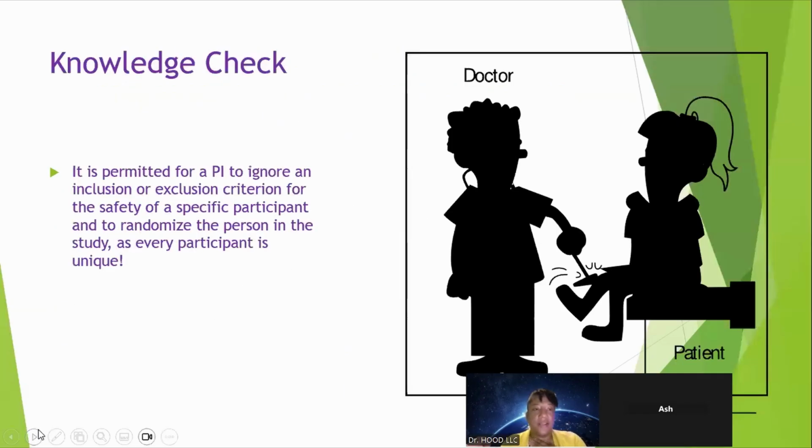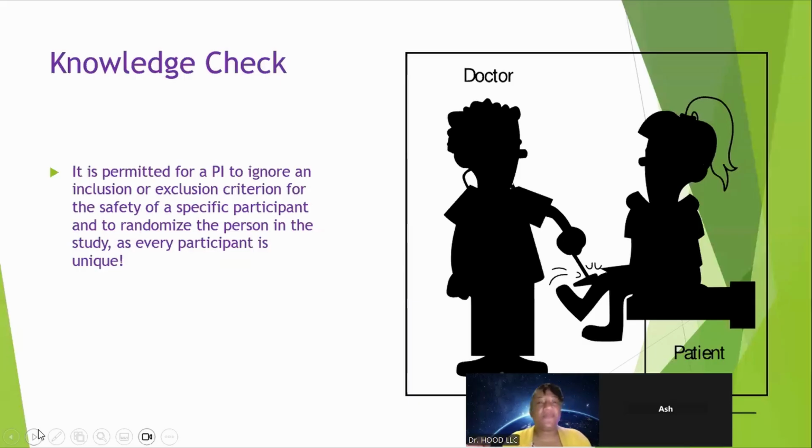Okay, knowledge check. It is permitted for a PI to ignore an inclusion exclusion criterion for the safety of a specific participant and to randomize the person in the study as every participant is unique. So is that allowed? Not allowed. That's an IP reportable protocol deviation.